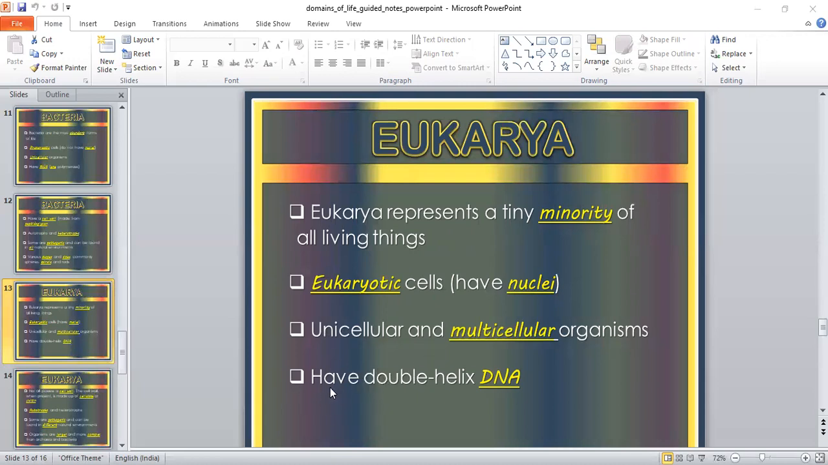These eukaryotes have double helix DNA. Okay, they have double helical DNA. This helical DNA is also found in the bacteria and the archaea. So DNA is double helical.